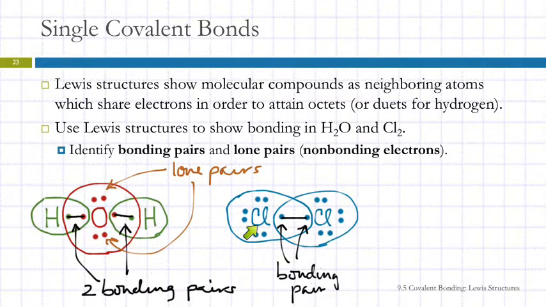How many lone pairs in the chlorine molecule? 6. So this one has 6 lone pairs. And that's these guys. Any questions? You need to be able to look at a Lewis structure and tell how many lone pairs, how many bonding pairs.